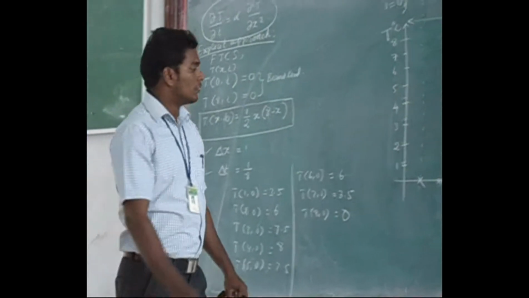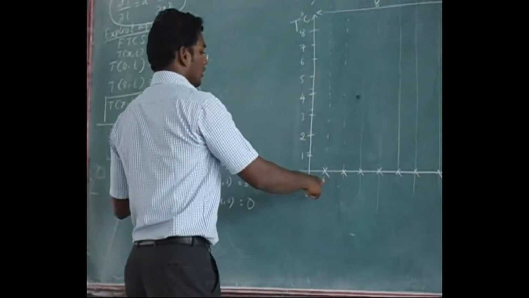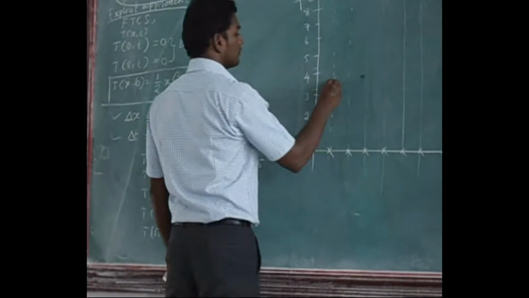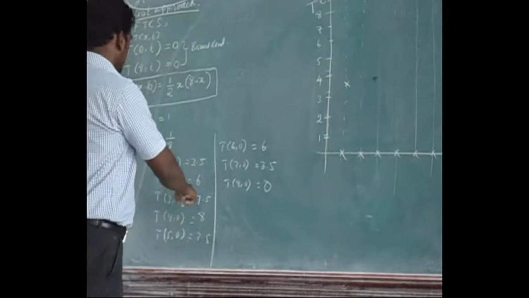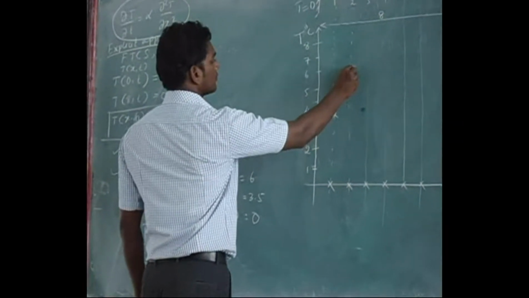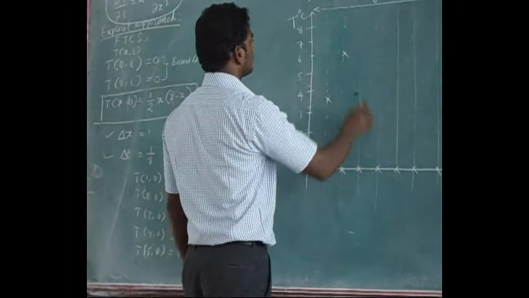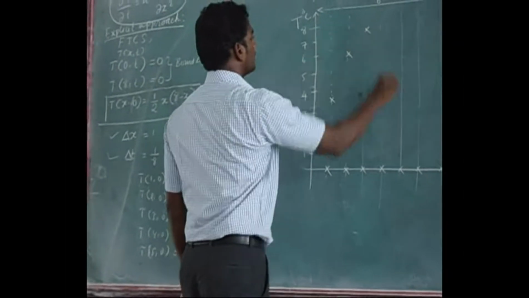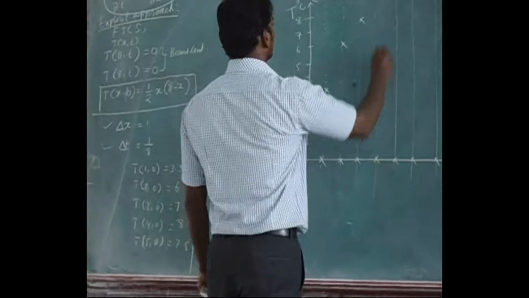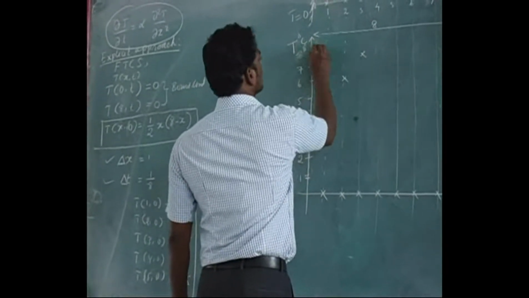So at the first node, T comma 1 comma 0 is 3.5, and 2 comma 0 is 6. 3 comma 0 is 7.5, and 4 comma 0 is 8. That is the maximum value.